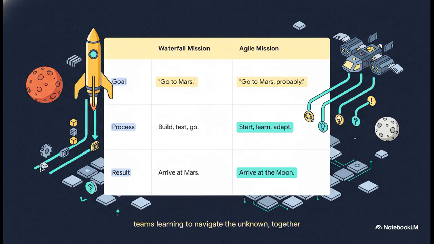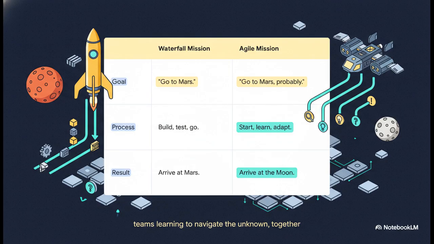The Waterfall mission is certain. We are going to Mars. You build the rocket, you test it, you go. But the Agile mission, it embraces uncertainty. It says, we're going to Mars, probably. You start building, you learn things, your goal might change, and hey, maybe you end up landing on the moon instead.